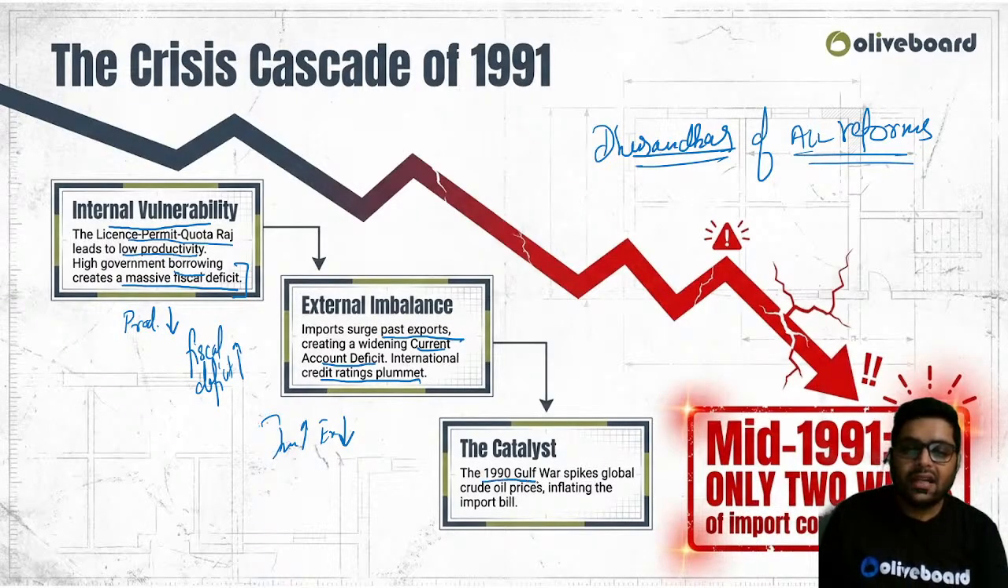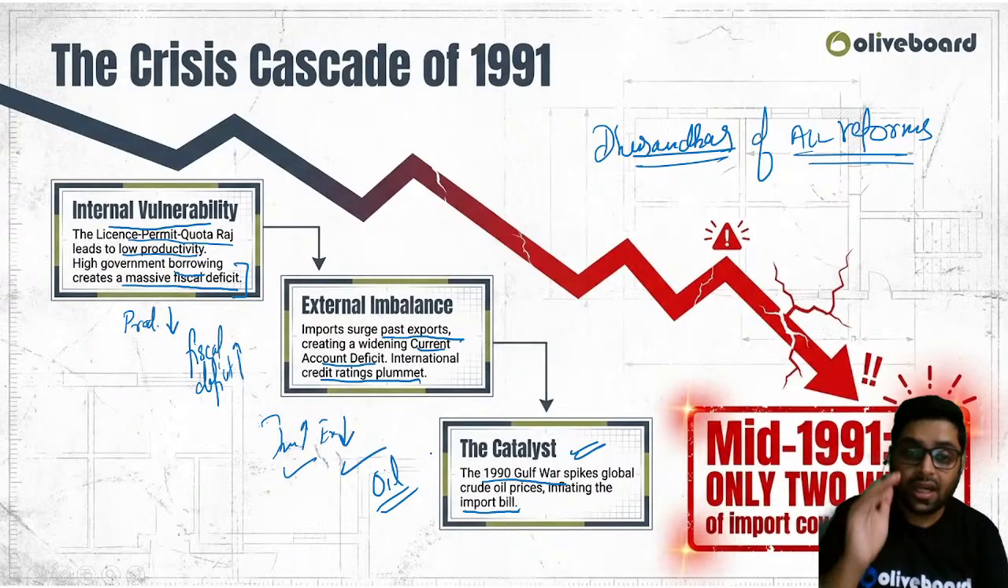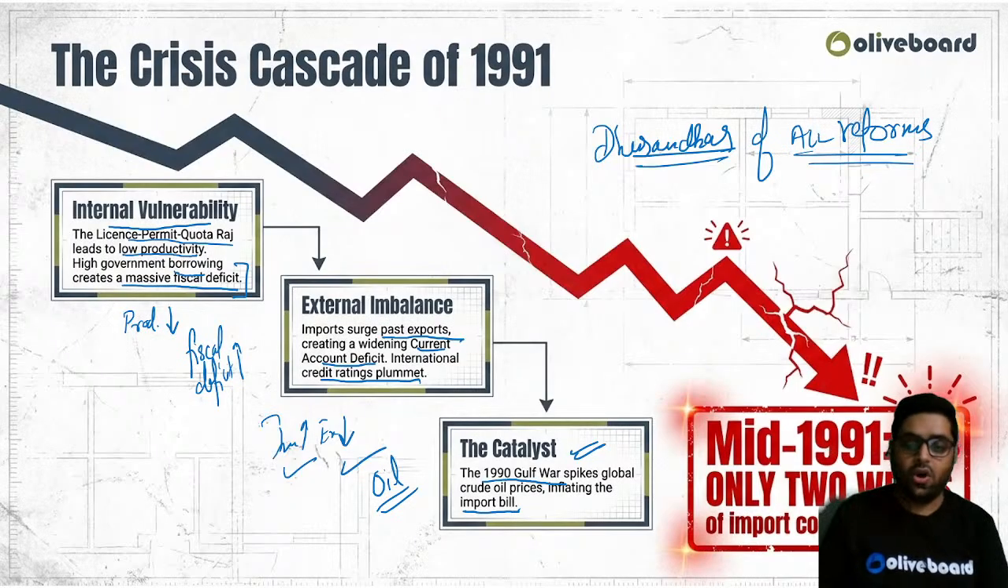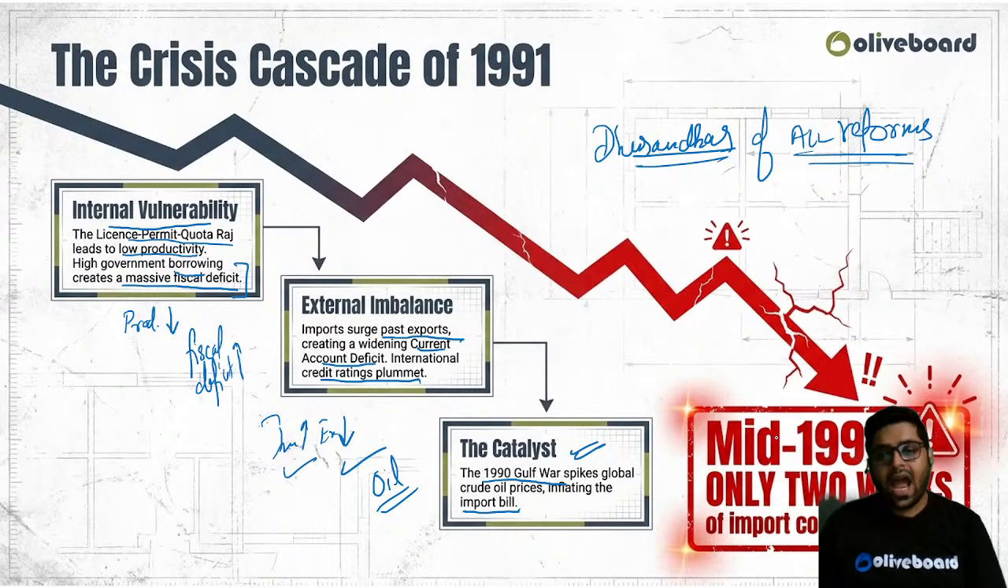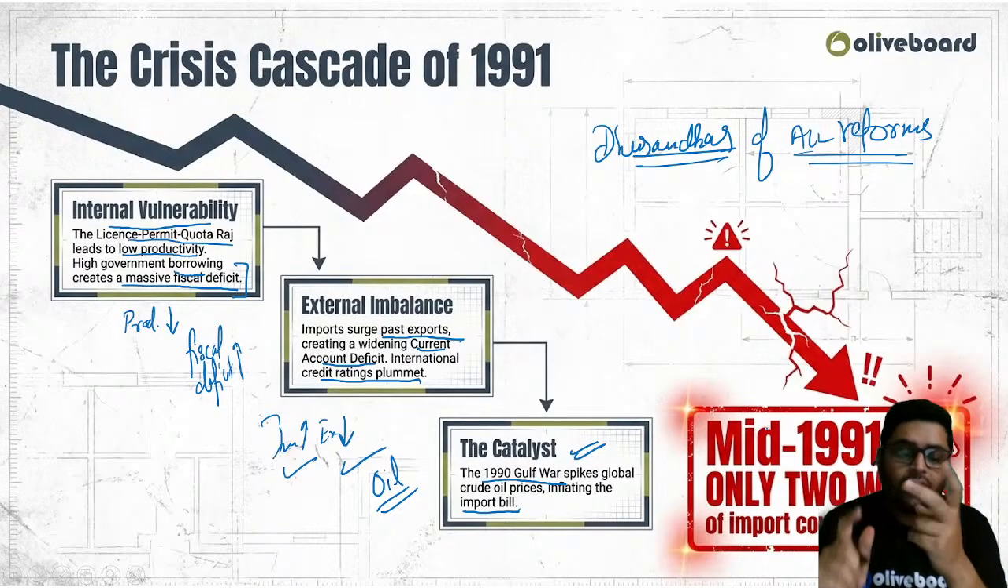Now, what happened? The 1990 Gulf War spiked global oil prices, inflating the import bill. As it is, we were importing very high. As it is, our imports were more than exports. And over this, because of the Gulf War, crude oil prices increased a lot. And this created havoc for the Indian economy. By mid 1991, we had only 2 weeks of import cover.